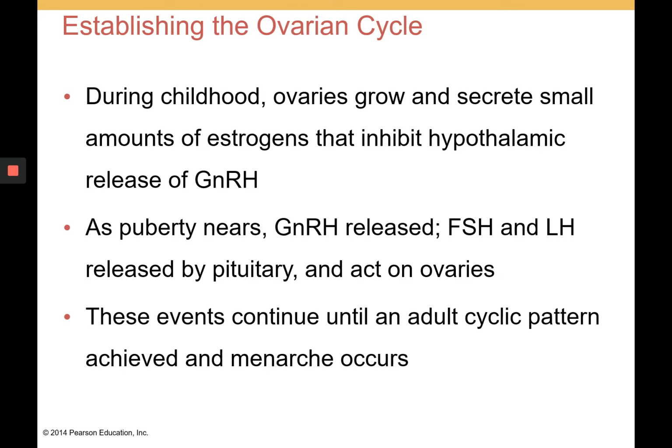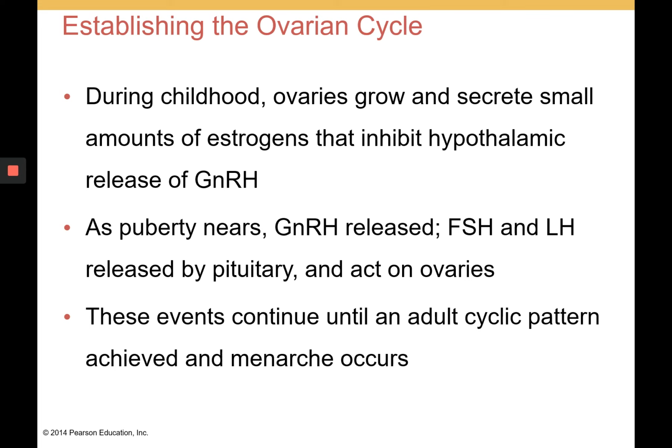Well, during childhood, the ovaries grow and secrete a small amount of estrogen, but that small amount of estrogen is actually going to inhibit the hypothalamic release of gonadotropin-releasing hormone. But as puberty nears, the hypothalamus becomes less sensitive to that small amount of estrogen, and gonadotropin-releasing hormone is released. It causes the release of the gonadotropins, follicle-stimulating hormone and luteinizing hormone.